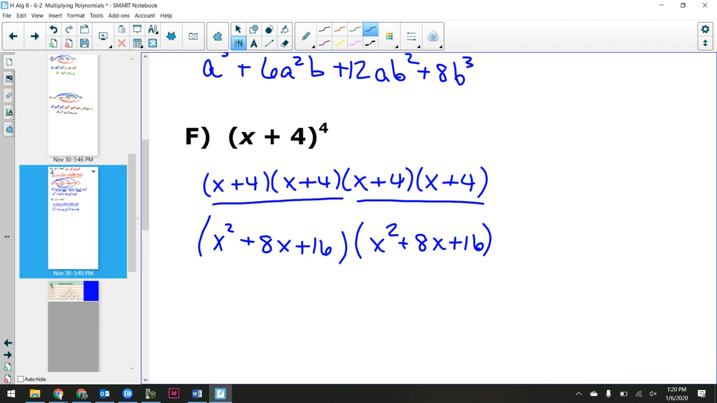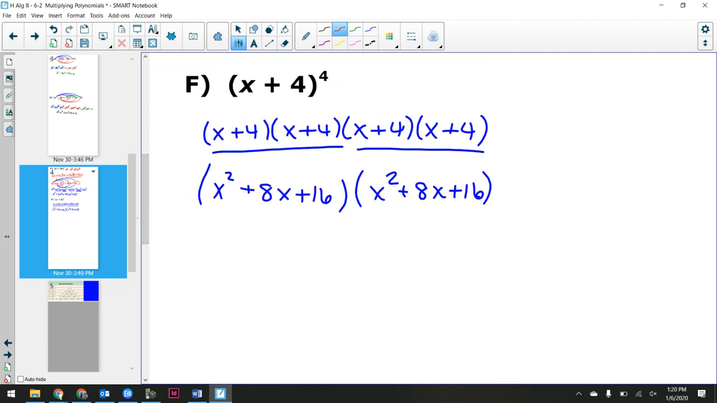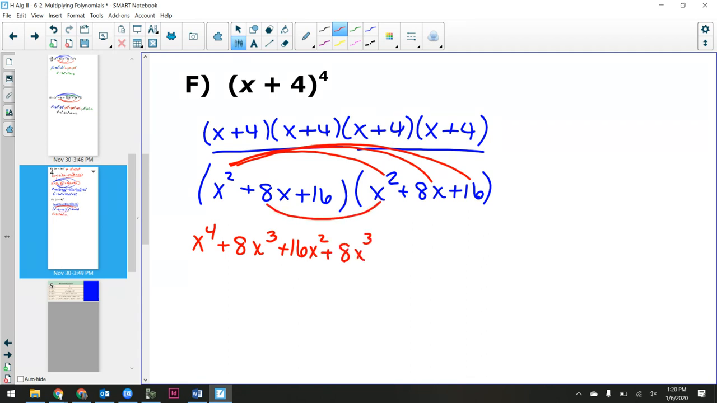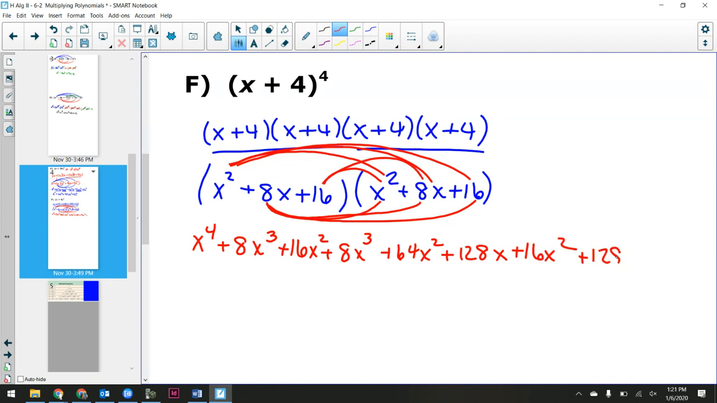All right. Let's take a look here. Multiply in with my trinomial times a trinomial. x squared times x squared, x to the fourth. x squared times 8x, 8x to the third. x squared times 16, 16x squared. 8x times x squared is an 8x to the third. 8x times 8x is 64x squared. 8x times 16 is, oh shoot, thank you, 128x. 16 times x squared, 16x squared. 16 times 8x, that's my 128x. 16 times 16 is 256.